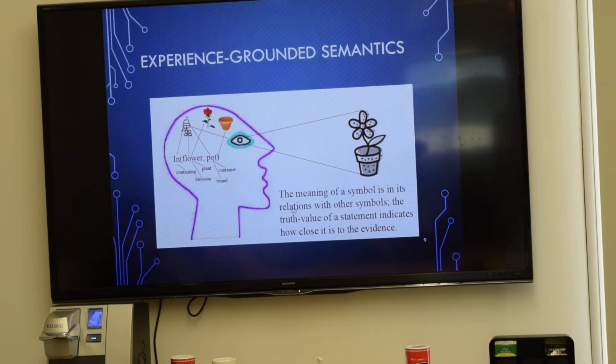And also truth. There is no absolute truth anymore because you cannot directly compare the content of your mind with the outside world. What you can do is compare your mind with available evidence, which is also part of your experience. That's why it's called experience-grounded semantics. So if experience changes, the meaning of a concept in the system changes accordingly, and also the truth value you give to statements changes accordingly. So that's the basic idea.